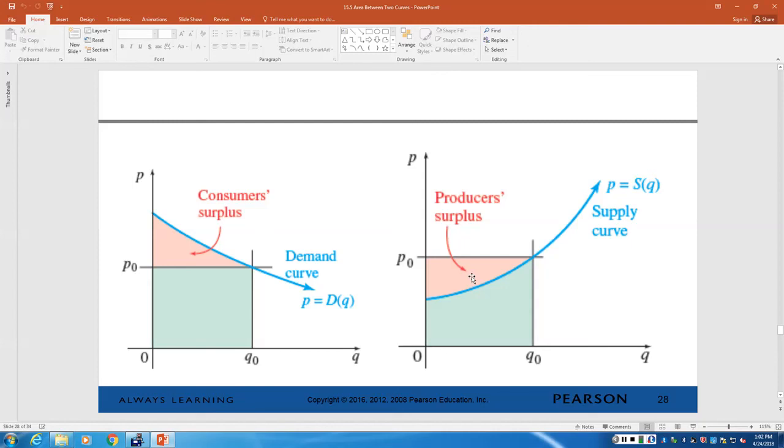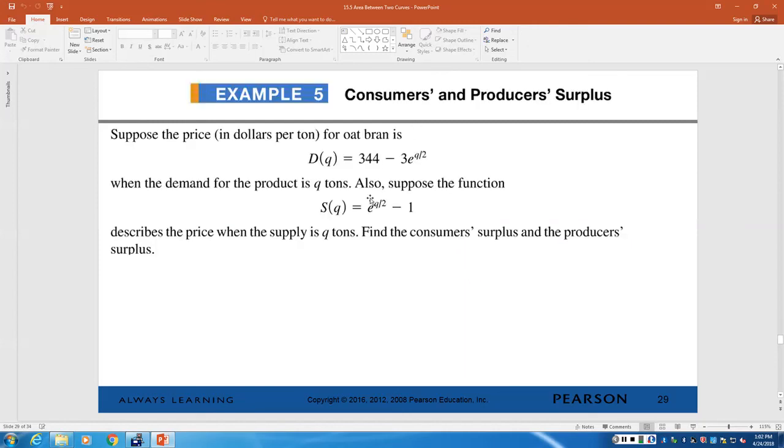Which means if you have a problem like number 5 where you have a demand function and you have a supply function, you can find the consumer's and the producer's surplus, and it's not hard to do. It's actually very much like the one that we just did. Okay?